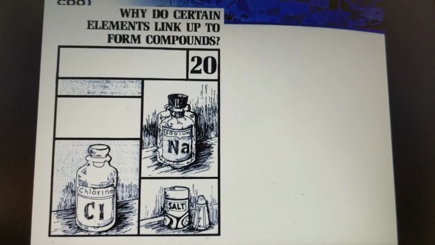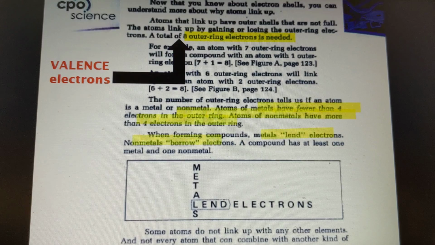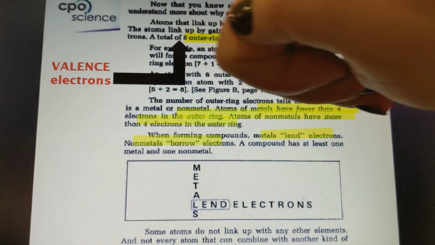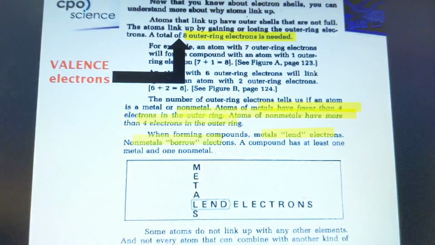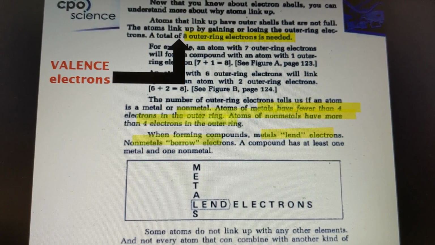Next, we're going to quickly begin our homework. So this page, please put your name on the front cover because we're not going to finish it all at once. On the back of the front cover, please circle, highlight, or underline these important parts. This part is referring to the 8 outer ring electrons, which are the valence electrons, and 8 is stable, as we said.